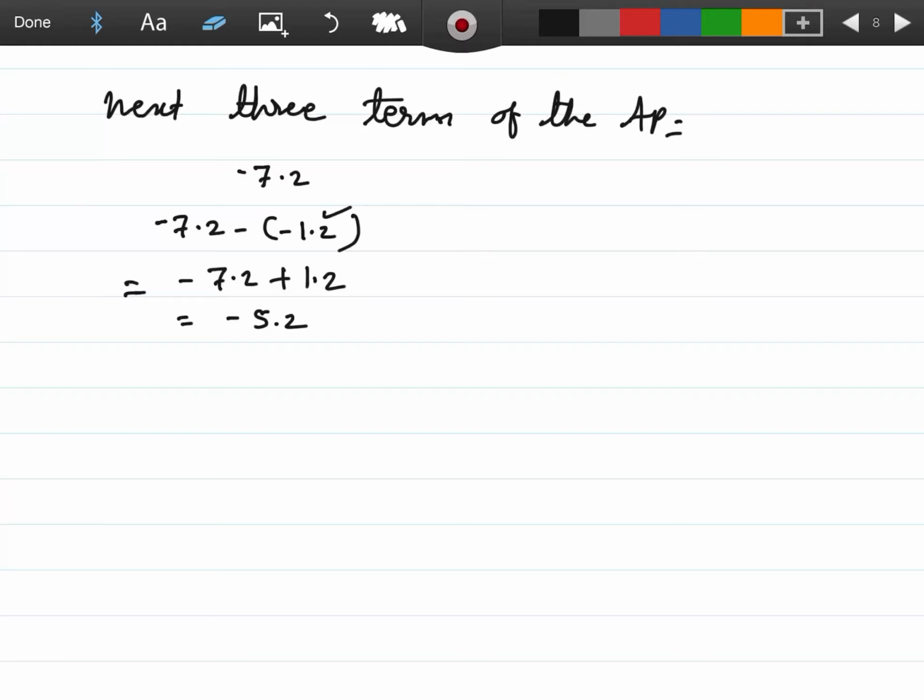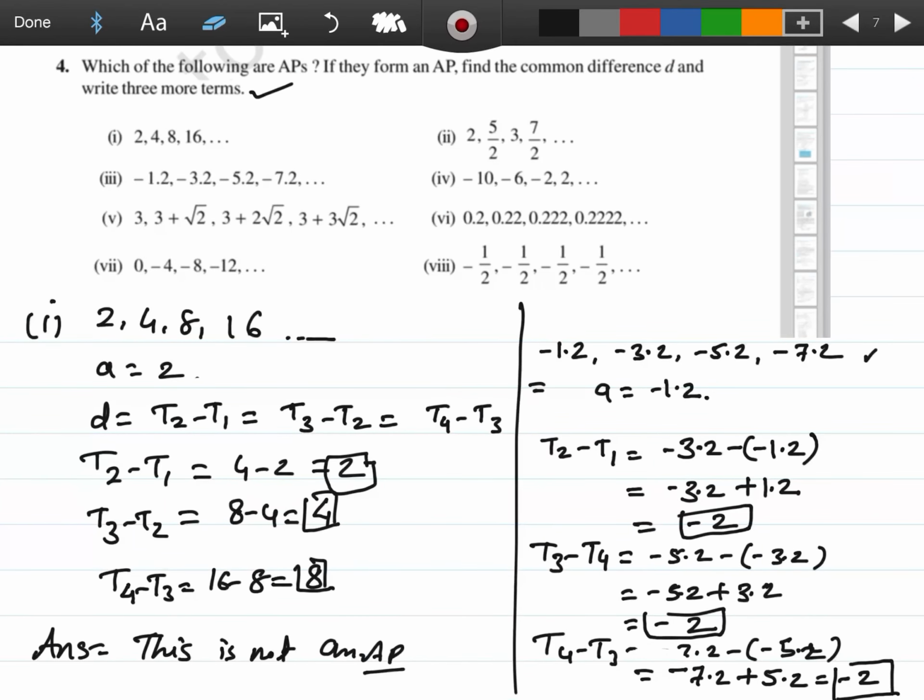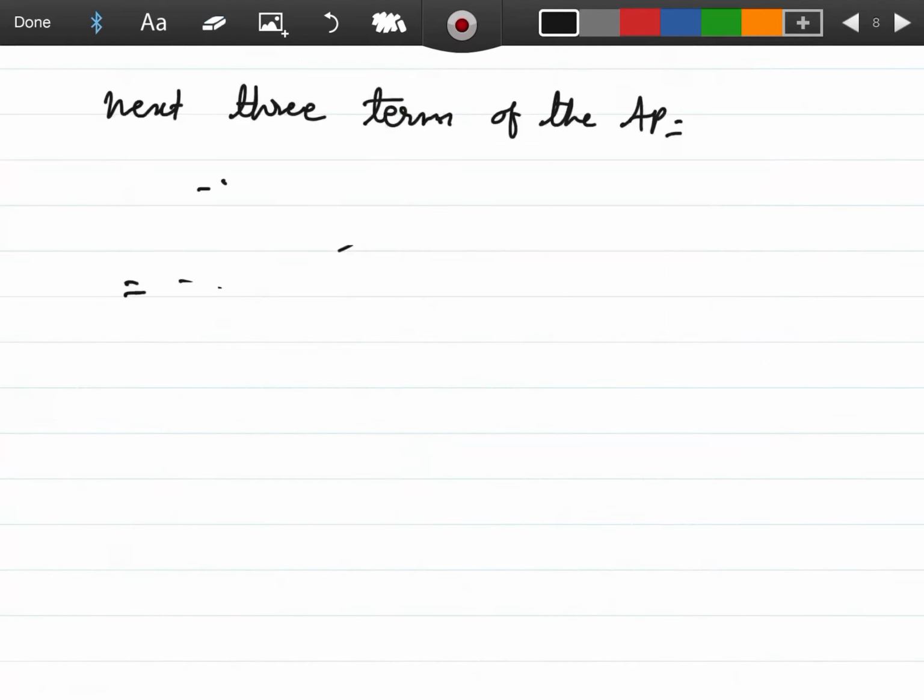We add the common difference. So the common difference here is -1/2. So the next term will be -5/2 plus (-1/2), that is -5/2 minus 1/2, that is -6/2, that is -3.